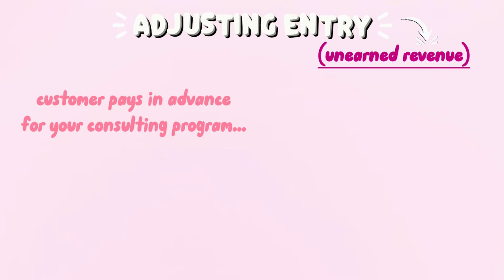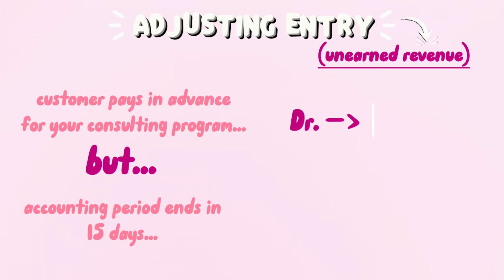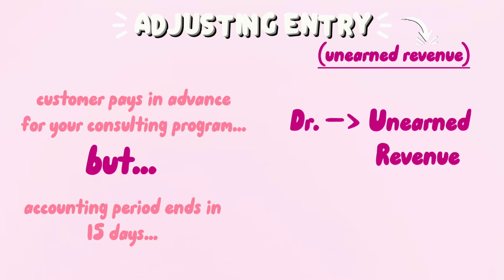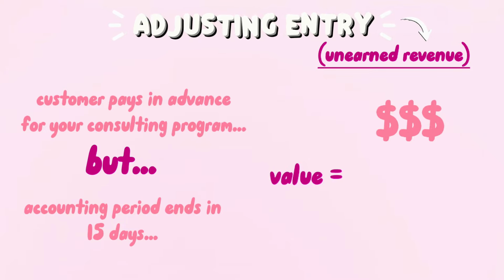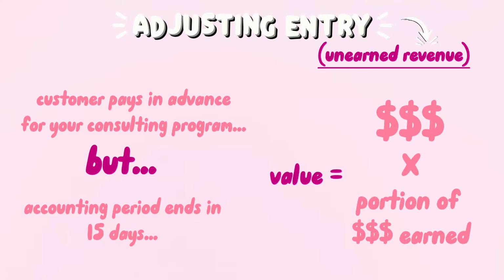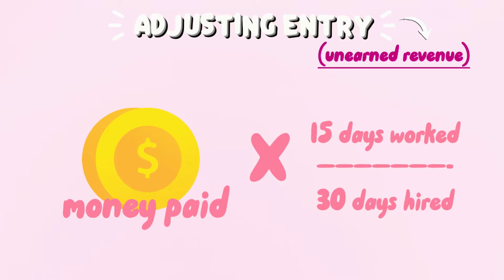If you were paid in advance for consulting services for the month, but your accounting period ends in 15 days, you need to debit your unearned revenue by however much you earned in those 15 days and credit your revenue by that same value. I would take the money I was paid in advance and multiply it by the fraction of what I already provided. In this case, it would be 15 over 30 because I worked for 15 out of the 30 days I was paid for, and I earned that revenue for those 15 days.